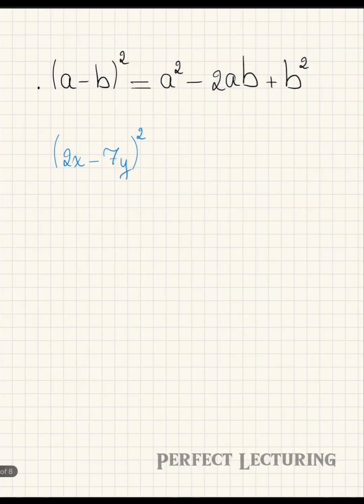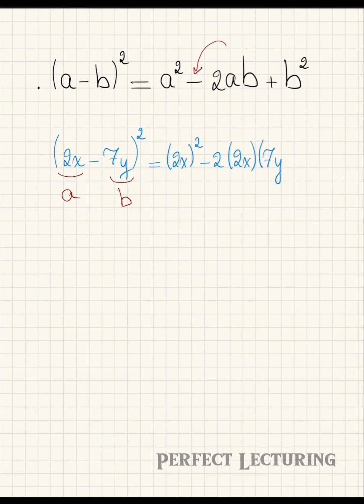What if I have (a minus b) squared? Same story, the only difference is that the first sign is minus. For example, 2x will be our a, and 7y will be our b. So that is equal to a squared, that is (2x) all squared, minus 2 times the first term, a, which is 2x, times the second term, b, which is 7y, plus b squared, that is (7y) all squared.